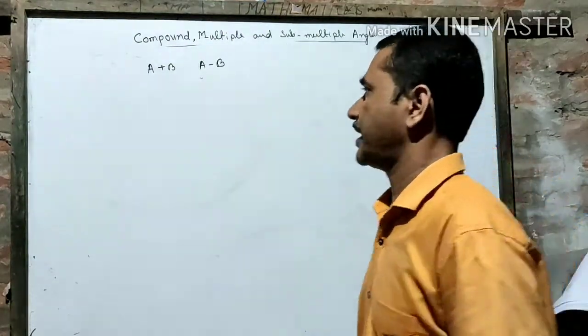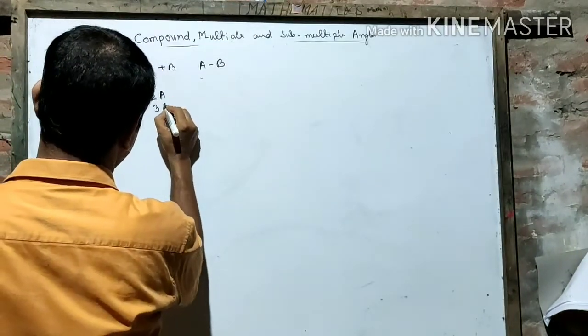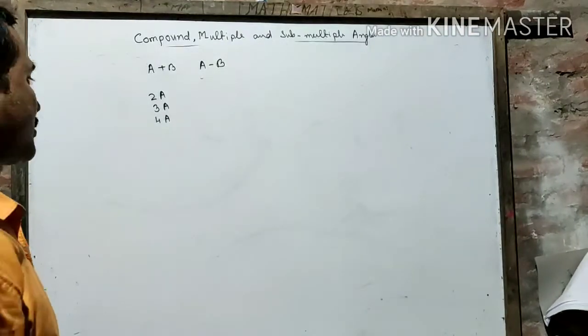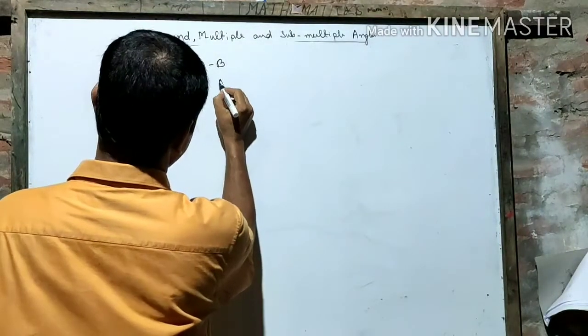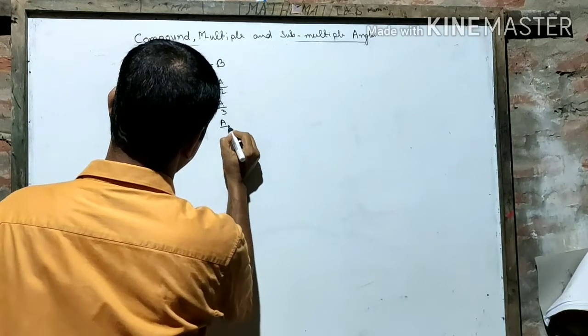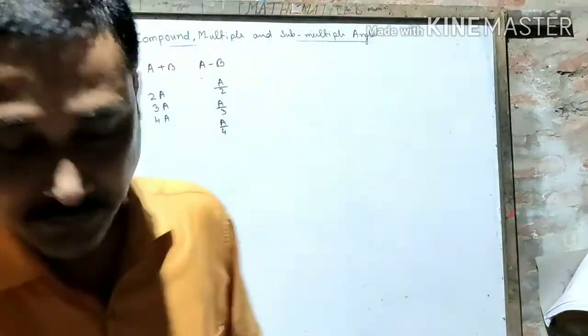Multiple, you know what is multiple? Multiple angles: suppose A is an angle, then twice A, thrice A, 4A, 5A, all these are its multiple angles. Submultiple angles means parts of an angle: A by 2, A by 3, A by 4, etc. are submultiple angles.